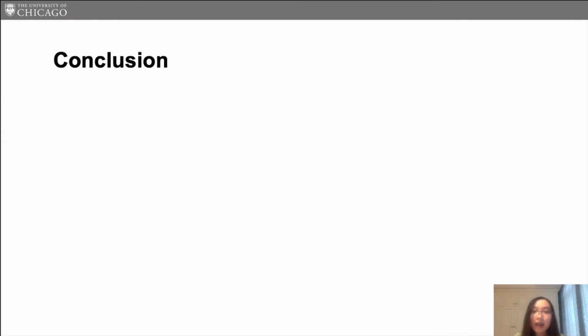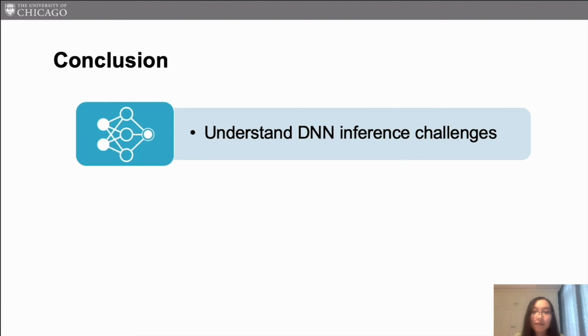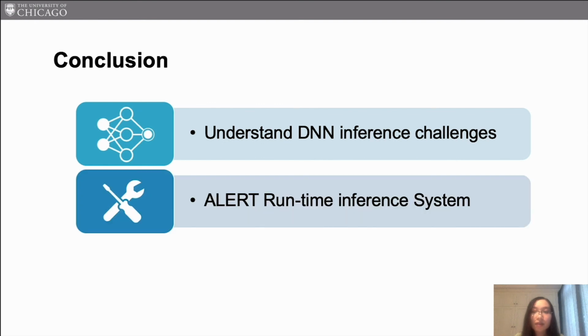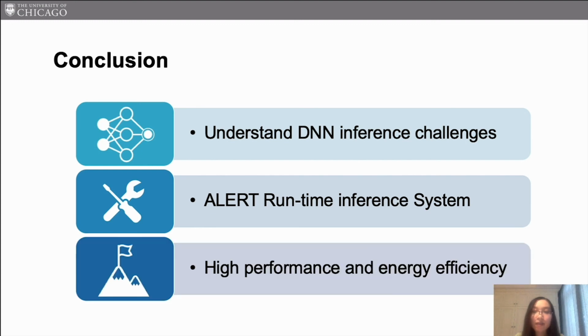In summary, this work focused on DNN inference, which is common but hard to manage. We first conducted experiments to understand the challenge. Then we designed our tool Alert, which dynamically selects the DNN and system resources to meet latency, accuracy, and energy requirements. We evaluated Alert with a variety of workloads and DNNs and achieved high performance and energy efficiency. That's all.